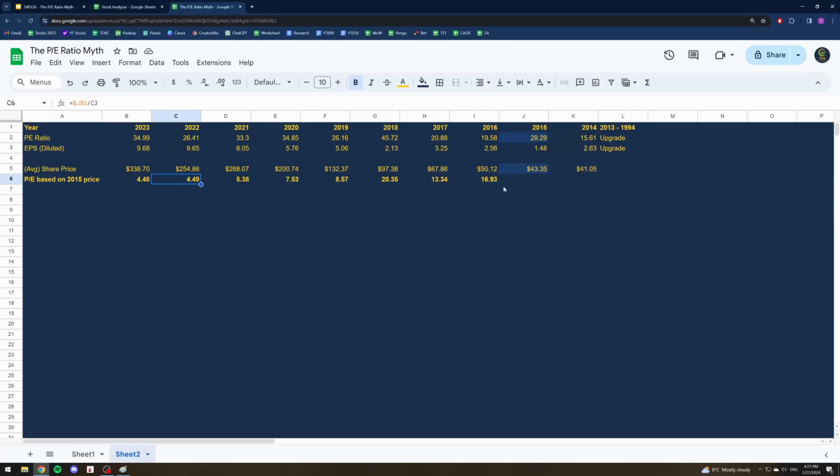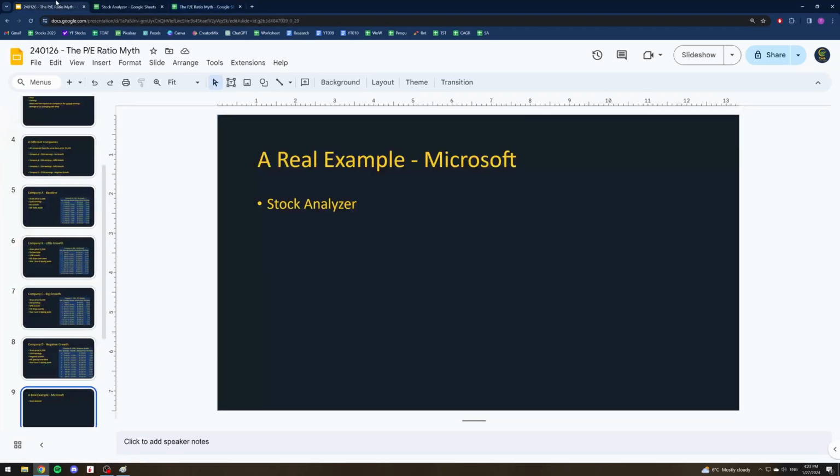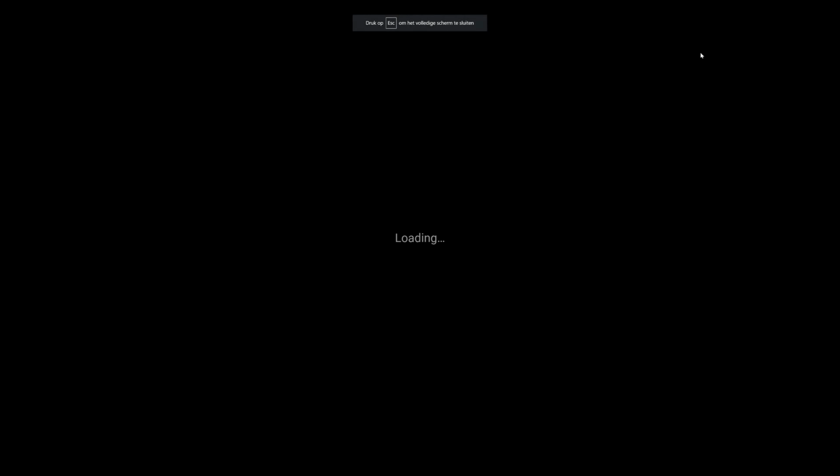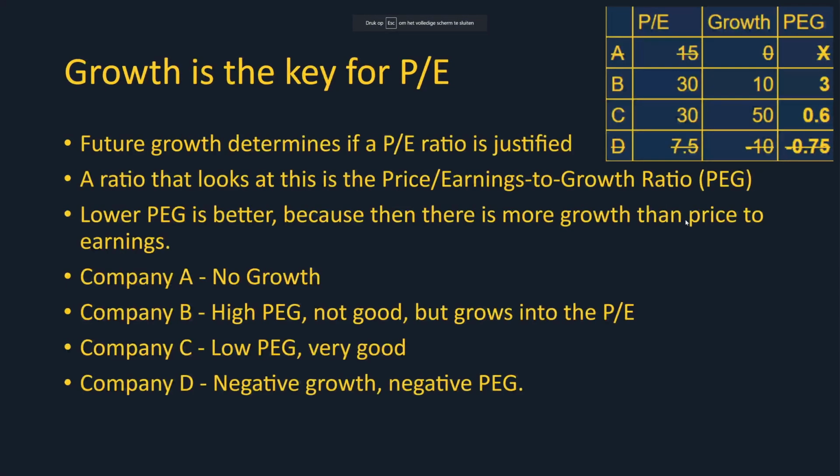So when you have started in 2015 with a PE ratio of 29, you would have ended up with a PE ratio of 4.48 based on what you paid for it in 2015. This shows that even though you can pay a high PE ratio, if the growth is there, it will eventually be a good investment. So let's get back to the slides and to the next one.